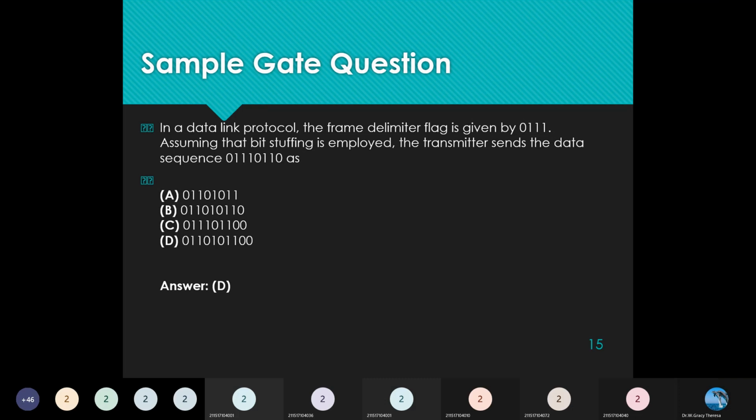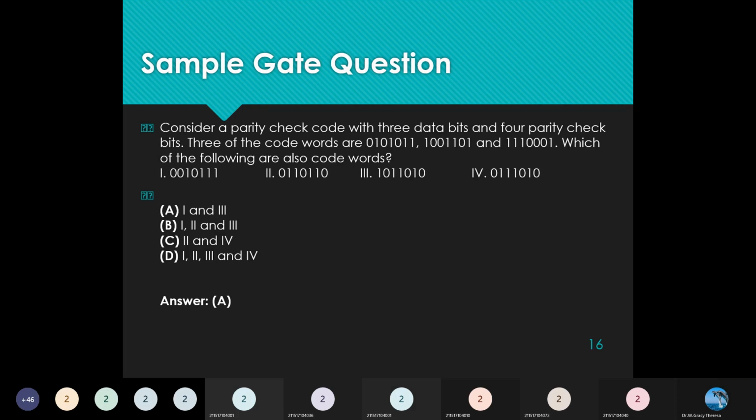Next, we're talking about the next sample question. Consider a parity check code with 3 data bits and 4 parity bits. Okay, this is a parity check code. Let me discuss this particular question after learning about the parity check, so let me go to another slide.